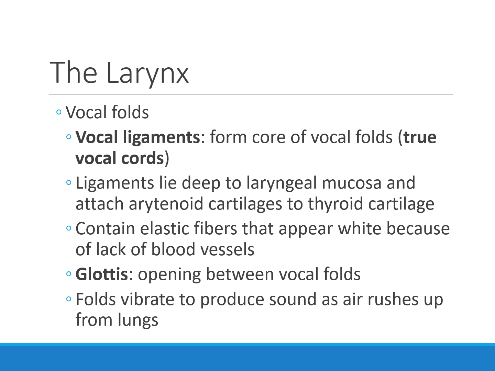So the vocal ligaments are what form the core of the vocal folds, or your true vocal cords. The ligaments are deep to the laryngeal mucosa, and they attach from the thyroid cartilage on the front straight back to the arytenoids on the back. So they're running down the middle of it. And they have elastic fibers that look white because they do not have any blood vessels. The opening between the vocal folds is called the glottis.